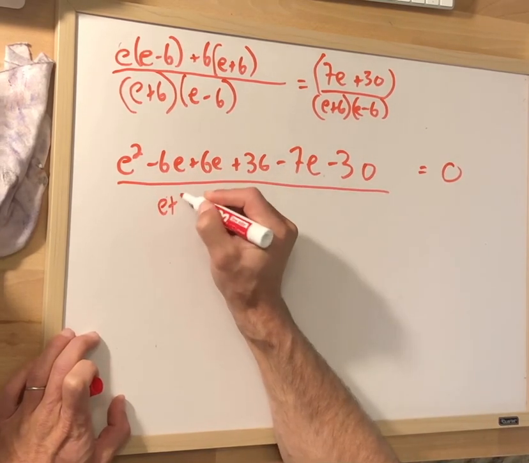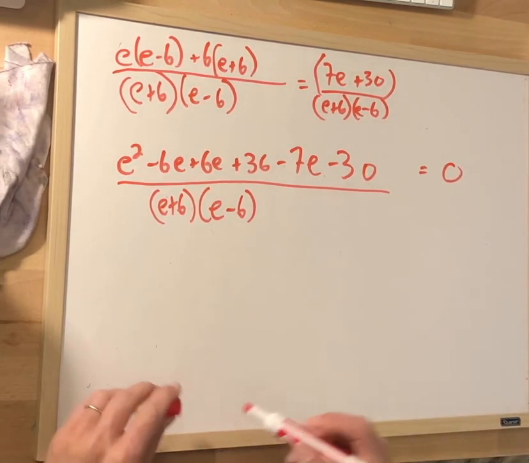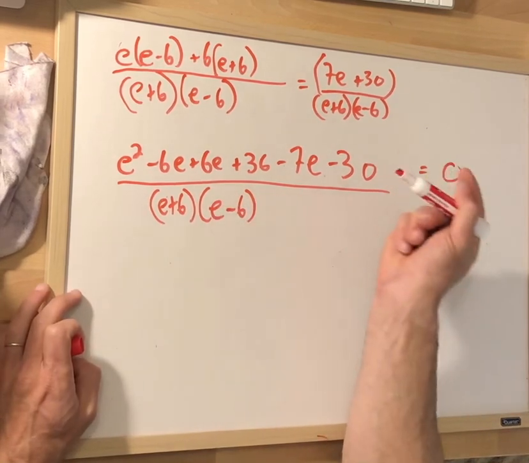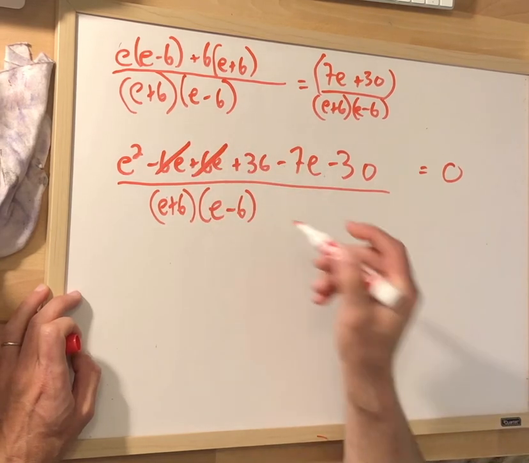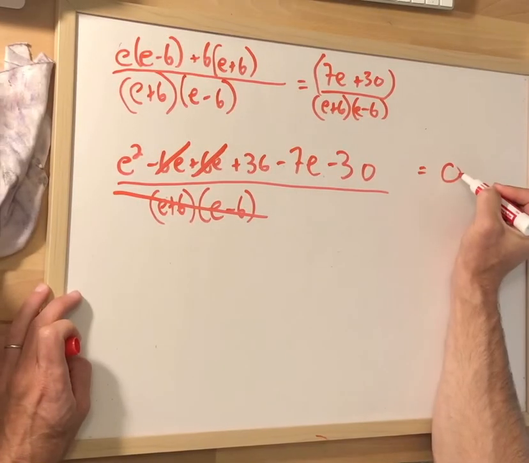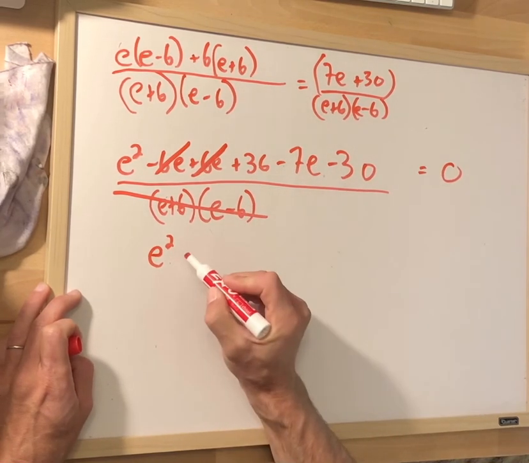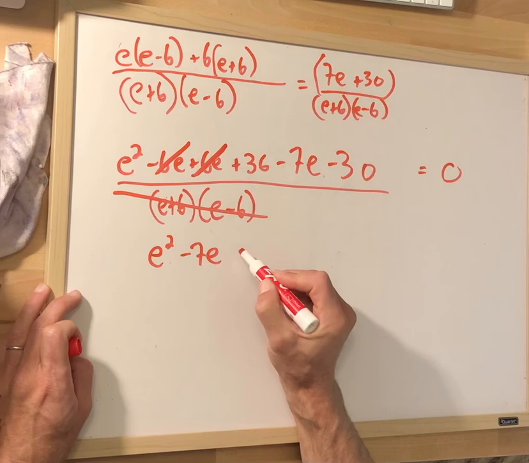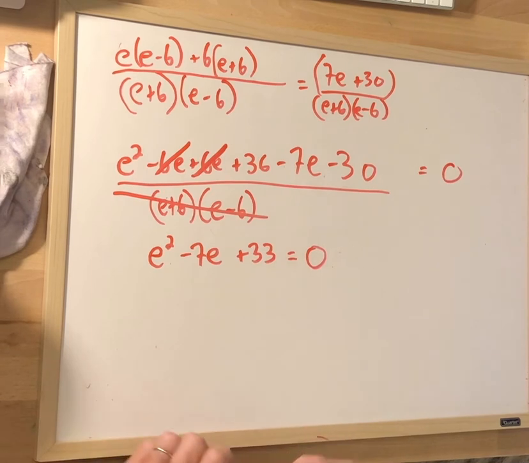Over e plus 6 times e minus 6. Okay, now with this, I'm not going to do any more. Well, I'm going to have to factor this. Well, I will do a little more. This cancels out. If I multiply this side by the denominator, this denominator cancels out. And if I multiply this side by the denominator, the 0 stays. So technically, I have e squared minus 7e plus 33 equals 0. So I have to either solve by quadratic equation or factor.